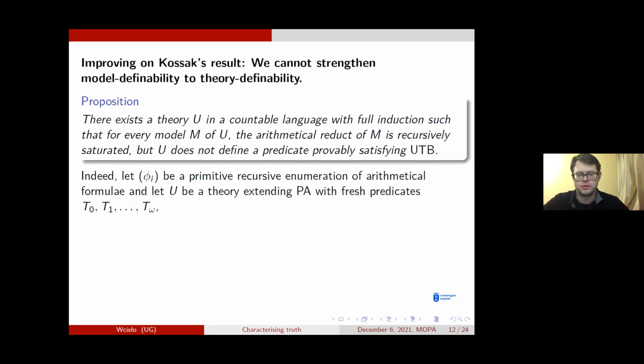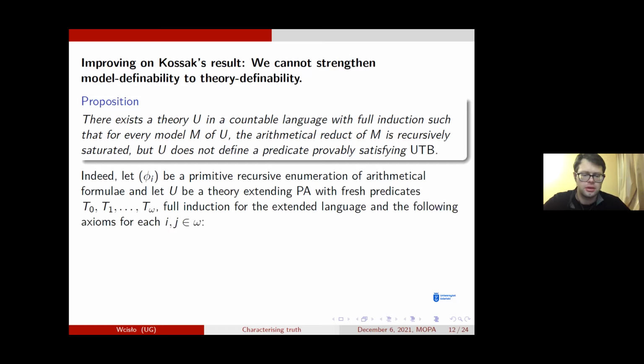Right, so what's the counterexample that will fit on this one slide? Fix some background enumeration of arithmetical formulae and take the following theory. You have infinitely many truth predicates, T_0, T_1, and so on, up to and including T_omega. You have full induction for this language. And for each i and j, you have the following axiom.